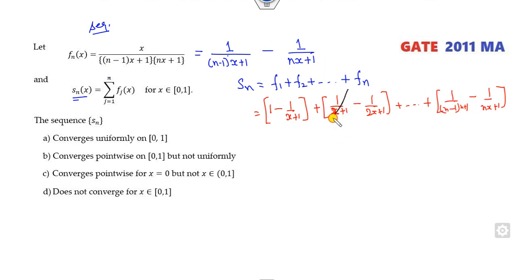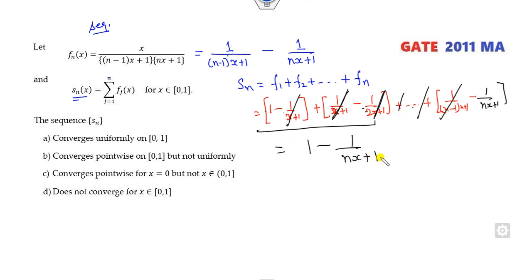Now you can see the first term and last term cancel. Similarly, this will be cancelled, and this part will be cancelled here. Fine. You can see this part will not be cancelled. This part is 1 over nx plus 1. So if I consider 2 terms, the first and the last term are left. If I consider 3 terms, first and the last term will be left. So what is that? It's 1 over nx plus 1.